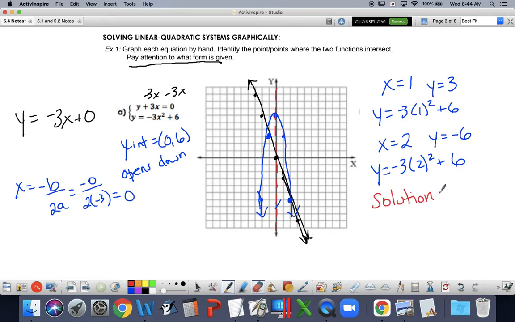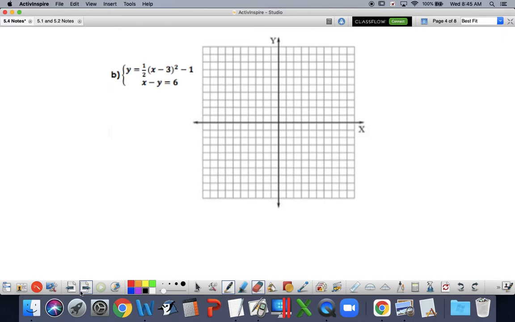So when we write down our solutions, we want to make sure we write the full coordinate point. So my first coordinate point is right here. It's at negative 1, positive 3. My other solution point is down here. It's at 2, negative 6. And those are the two solutions. I recommend you pause the video right now and try the next example, letter B, on your own.